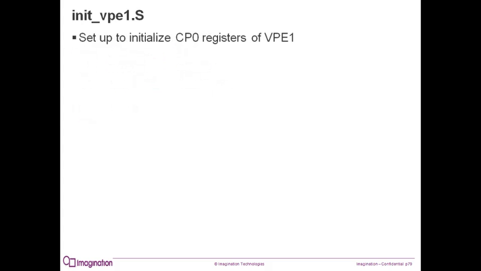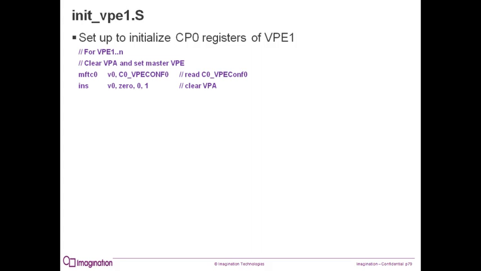The code needs to make sure that no TC is running on the VPE it is initializing. It does this by reading the CP0 VPE comp0 register of the VPE it is initializing and inserting a 0 into the Virtual Processor Active or VPA field. It also needs to make sure that it is the master virtual processor by setting the MVP bit. This enables the writing of registers associated with the VPE. Then the code writes it back to the VPE comp0 register of the VPE.